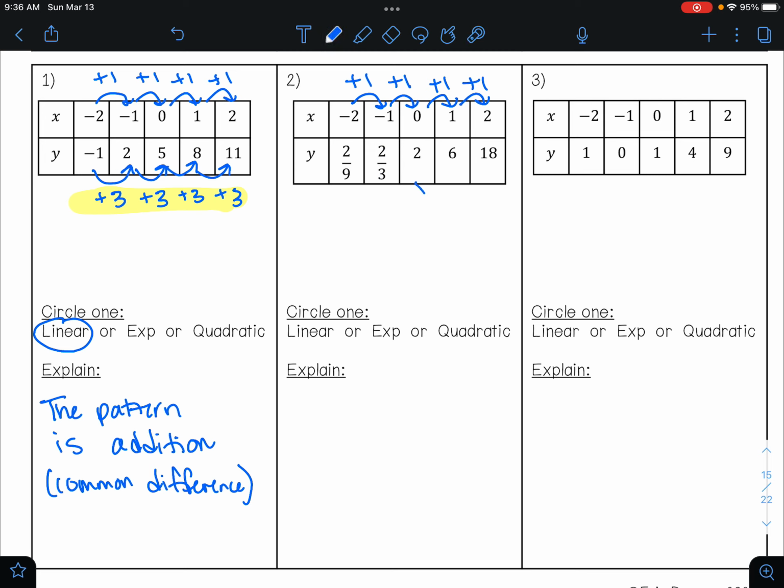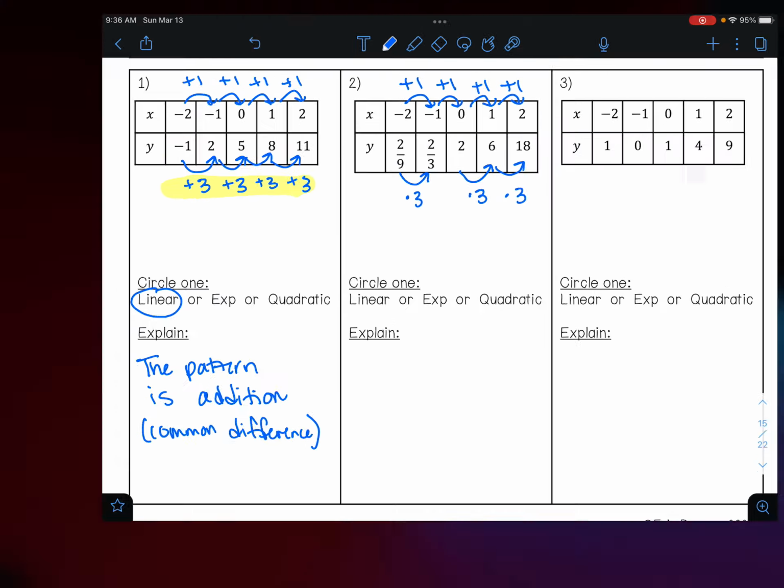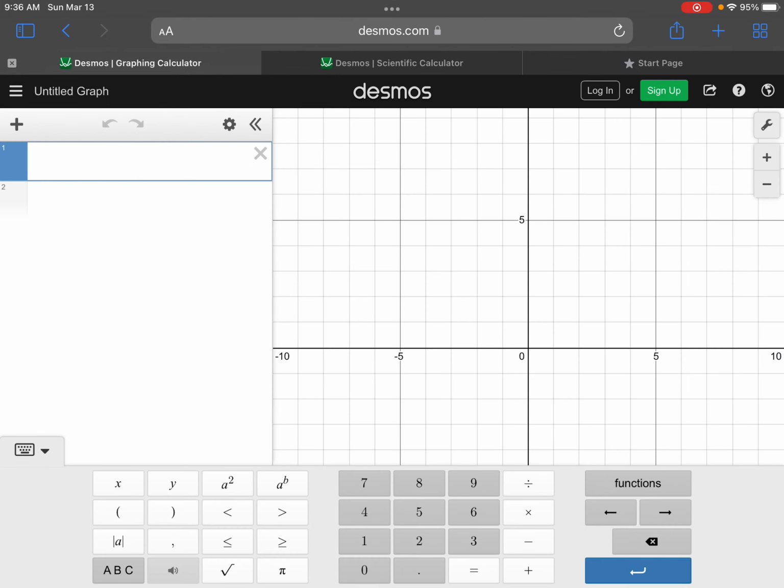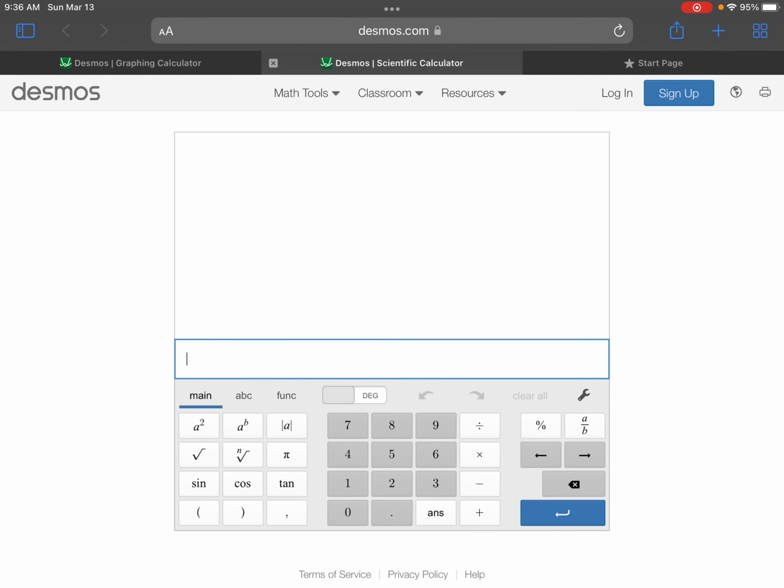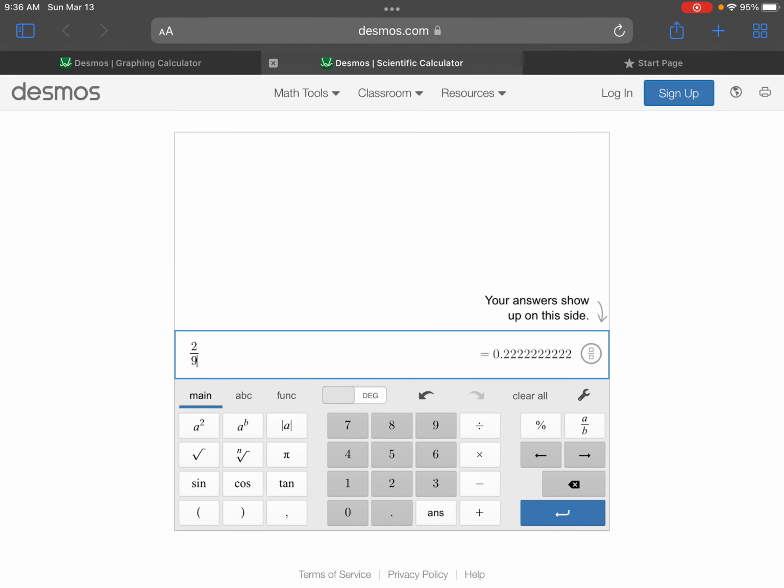How do we go from 2 to 6? Multiply by 3. To go from 6 to 18, you multiply by 3. Well, let's see if multiplying by 3 works to go from 2 over 9 to 2 over 3. If you're not sure, you could plug it into Desmos. So if I pull out my scientific Desmos, I'm going to 2 divided by 9 multiplied by 3. And then I'm going to click on this fraction button, and it gives me 2/3.